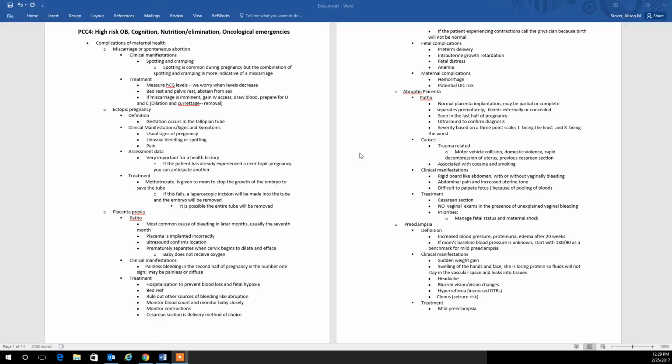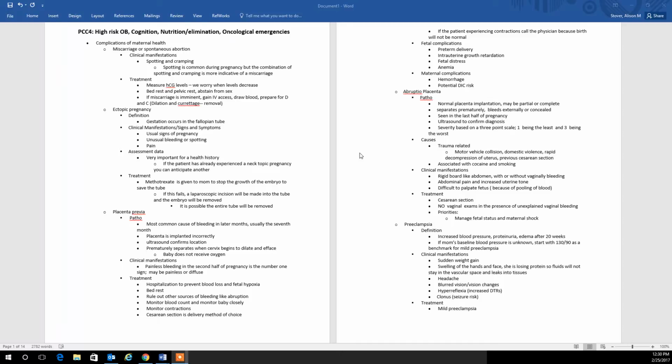Ectopic pregnancy is when gestation occurs inside the fallopian tube. You will have the usual signs of pregnancy, but you'll also have unusual bleeding or spotting and pain. It's important to get a thorough health history from your OB patients, and just know that if your patient has already had an ectopic pregnancy, they're at higher risk for developing another one. Methotrexate is given to the mom to stop the growth of the embryo, and then laparoscopic surgery is performed to remove the embryo.